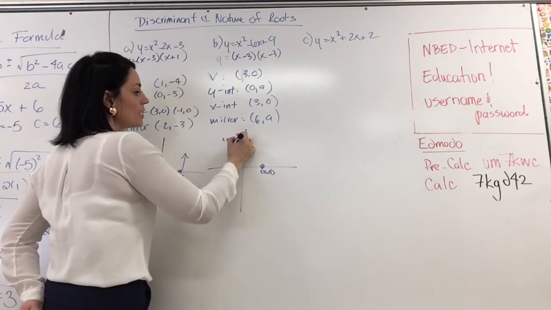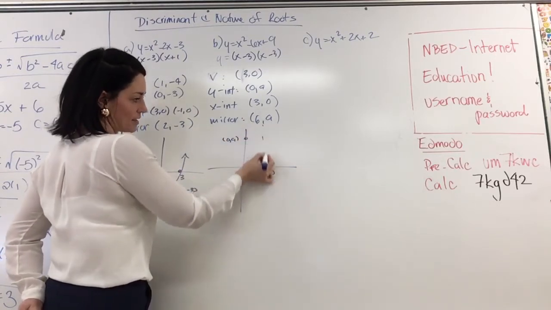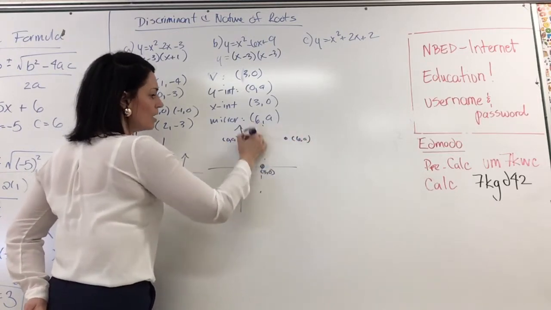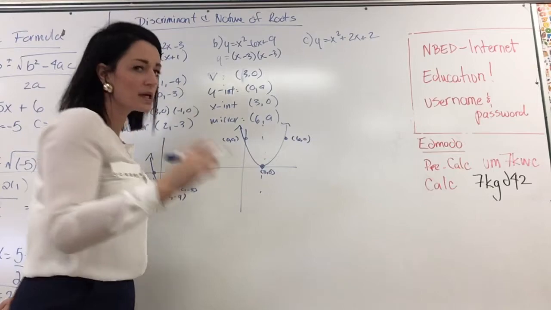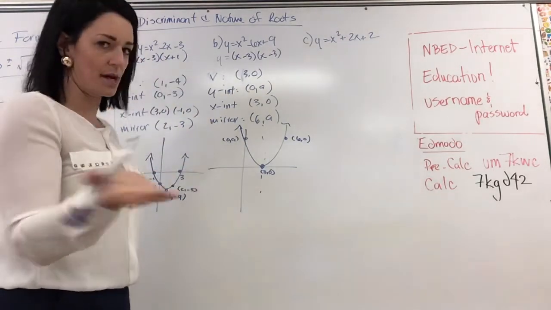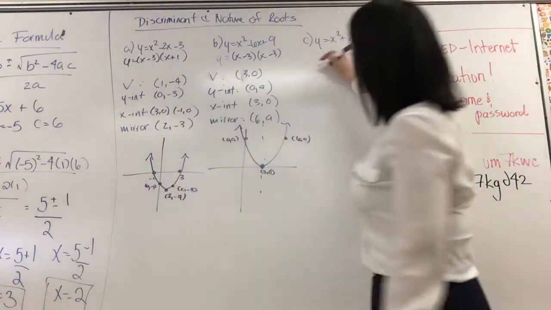The y-intercept is (0, 9), so to get my mirror point, it's always the halfway point, so it's going to be here at (6, 9). This is a unique quadratic because the vertex is on the x-intercept. There's only one x-intercept. We're going to come back to it. So then we look at this one.